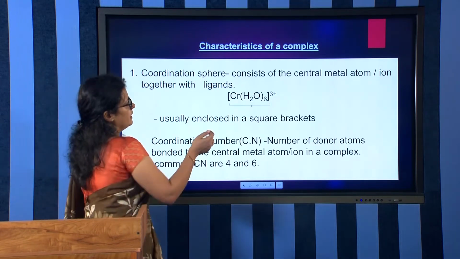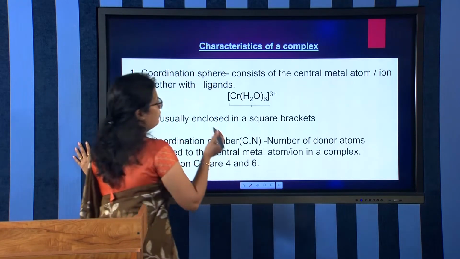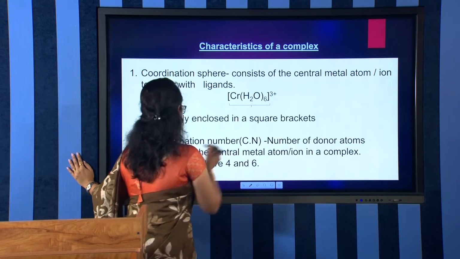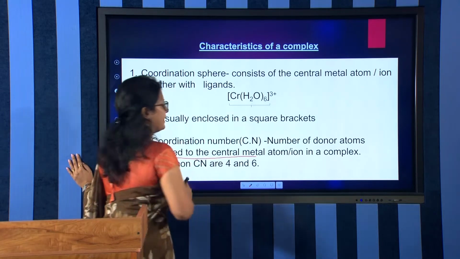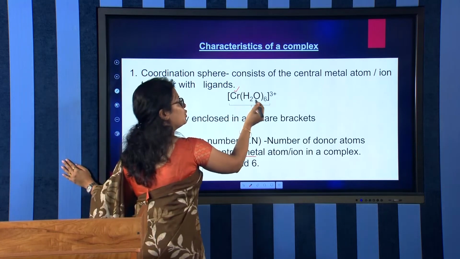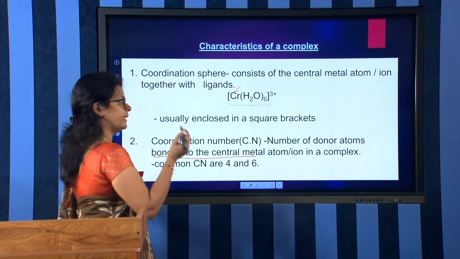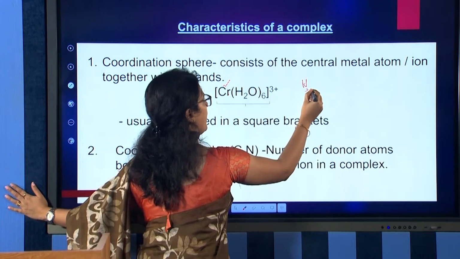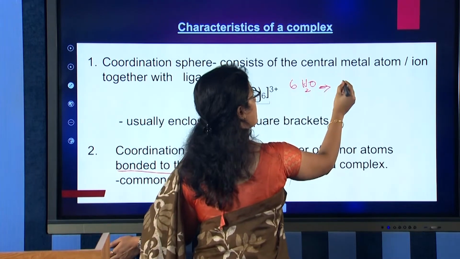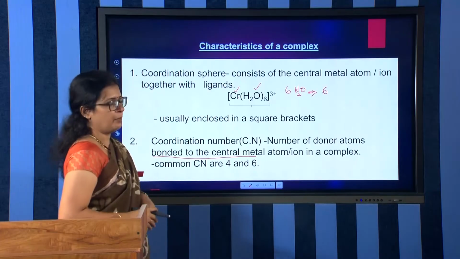In this case, see the example of [Cr(H2O)6]3+. What is the coordination number of this complex? It is the number of donor atoms bonded to the central metal atom. So, we have the central metal atom chromium and 6 H2O ligands attached to the chromium. So, how many ligands? 6 ligands. 6 ligands means H2O we have 6. So, the number of donor atoms is 6. So, the coordination number here will be 6 in this example.